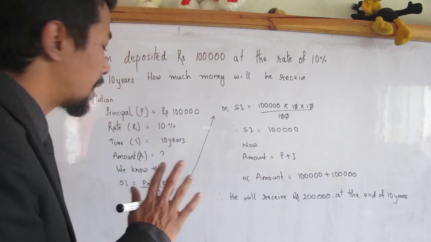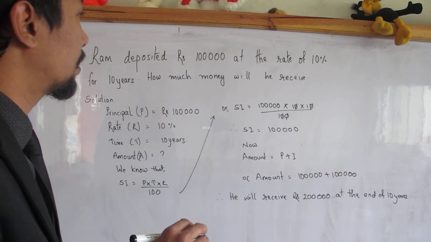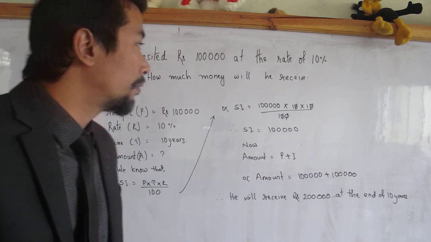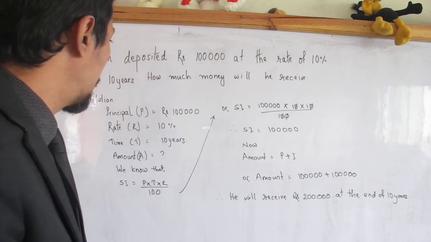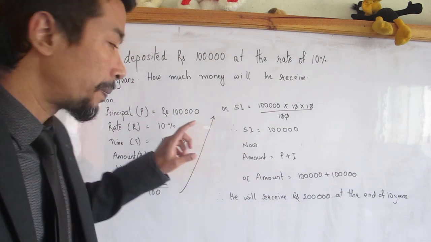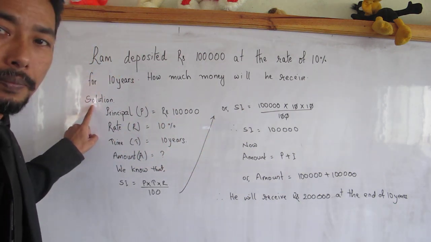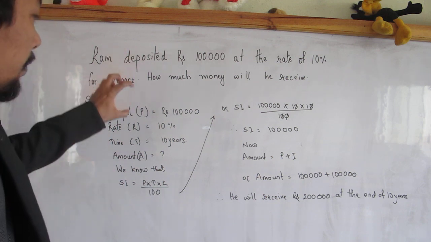The question was, as far as I remember, Ram deposited rupees 1 lakh at the rate of 10% for 10 years. How much money will he receive? Something like that. And here is the solution. I've already solved it to save time. Here I've written the solution: principal, rate, time. So we take the given information.